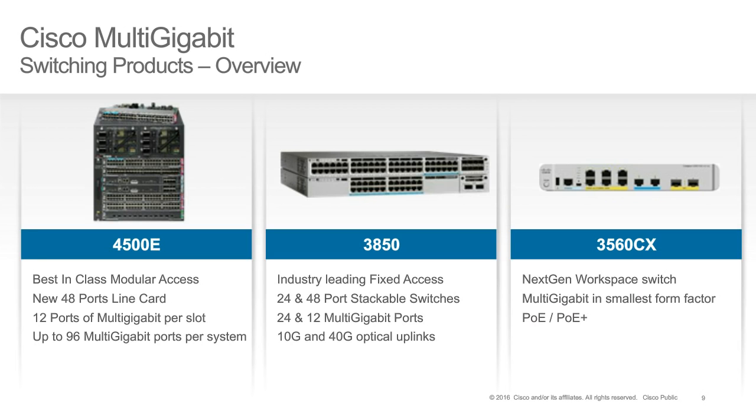Okay, I'm going to quickly run through the products that we already have in the market today in the switches. We have the Catalyst 4500E. This is our modular access switch. We have a 48-port line card, which offers you 12 ports of multi-gigabit, up to 96 ports of that in the system. This is the switch on the left-hand side there.